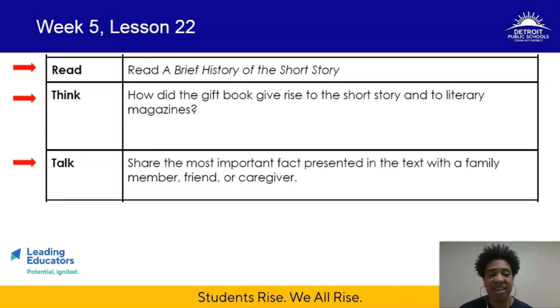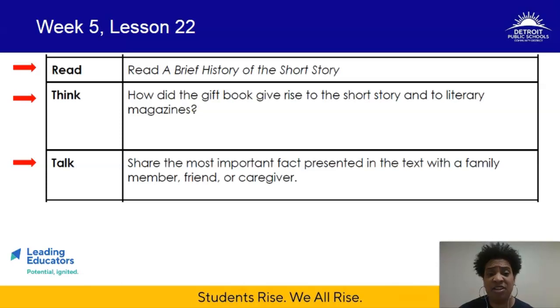Remember, we always engage in our read, think, talk, write, and close protocol to make sure that you're engaging in some well-rounded learning. You are going to read through, again, skimming, probably, a brief history of a short story. And you're going to think about how did the gift book give rise to the short story and to literary magazines. To a degree, you have thought about and responded to this question as you've annotated through those first 2 reads of a brief history of a short story.